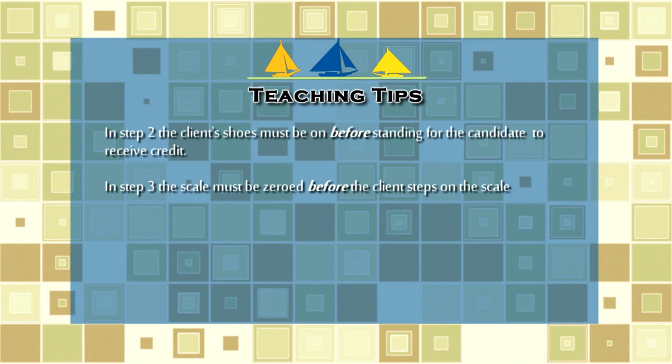Step 3 now requires the scale to be set at 0 before the client steps on the scale. In old Step 3, it just said set to 0 and did not specify if the client had already stepped on the scale or not.